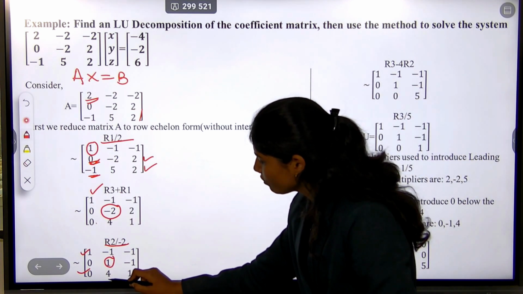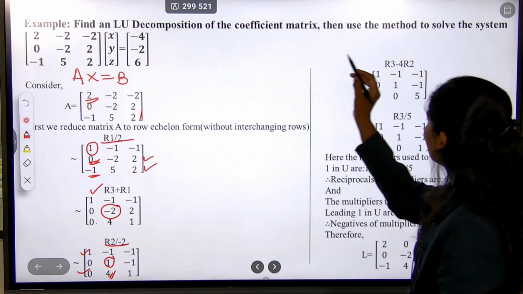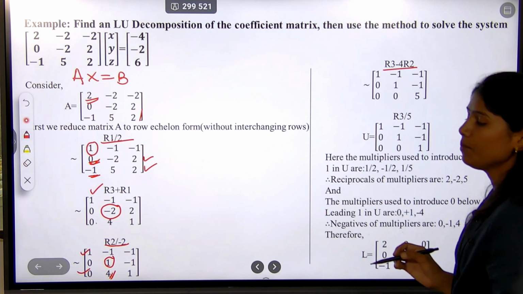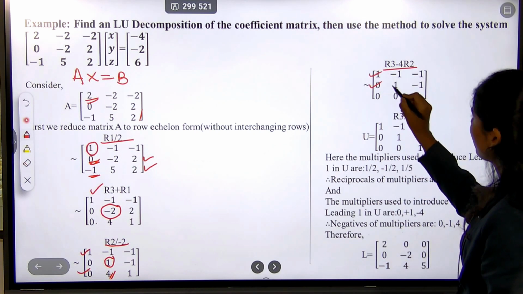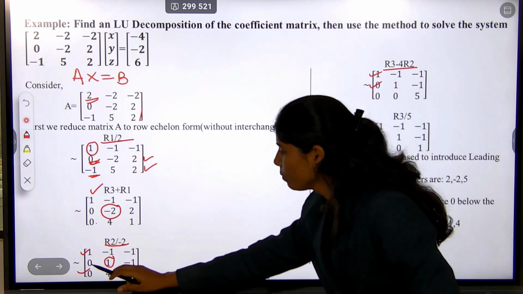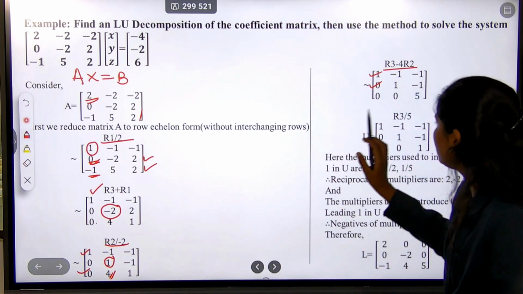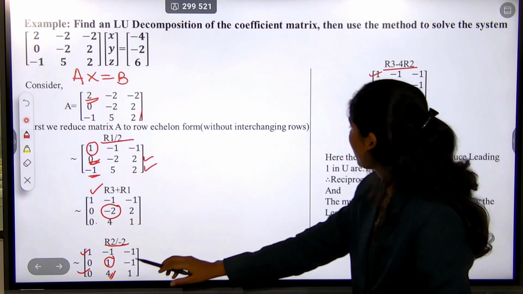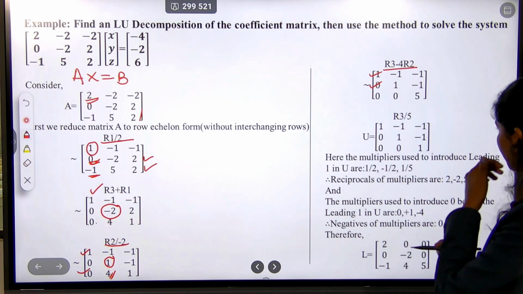Now we have to make that 4 a 0. For that we use the row operation R3 minus 4 R2. Write R1 and R2 as they are and make changes in R3. So 0 minus 0 gives 0, then 4 minus 4 is 0, and 1 minus minus 4 gives us 5.